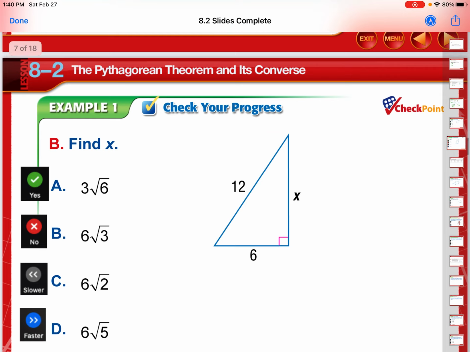B, square root 30, square root 39. Oh, these tricky people. So 144 minus 36. All right, so we got square root 108 is our answer here.